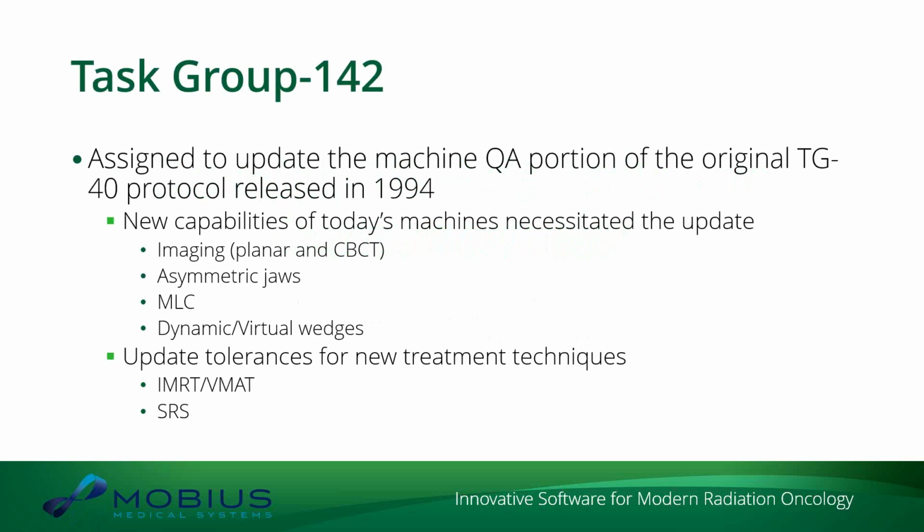Now things are a lot different than they were in 1994. There's a lot of new things that machines can do. Imaging, of course, is one of the big ones, both planar imaging and cone beam CT that came along with the KV imagers. Asymmetric jaws didn't exist in 1994. MLCs didn't exist in 1994. Dynamic and virtual wedges did not exist back then. Also, they wanted to update some of the tolerances because, with different treatment techniques available, such as IMRT and VMAT and SRS, they wanted to give people different tolerances to look at for those different types of treatments.